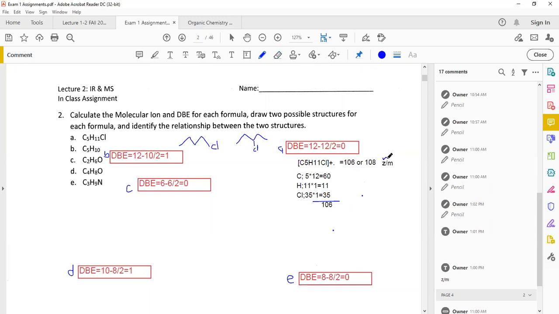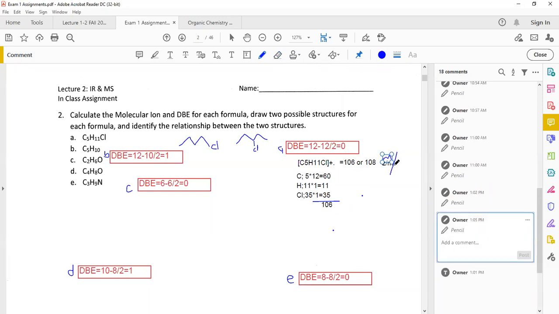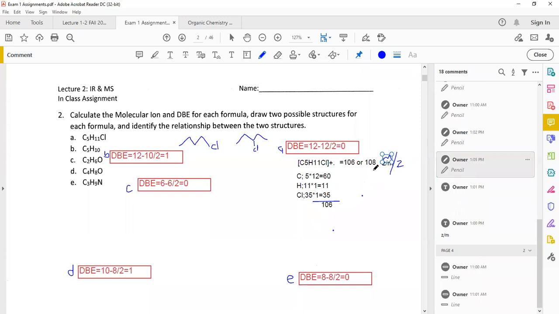This is M over Z, which is the mass over the charge, which is a positive one, for each one.